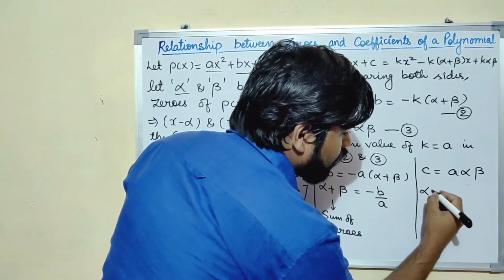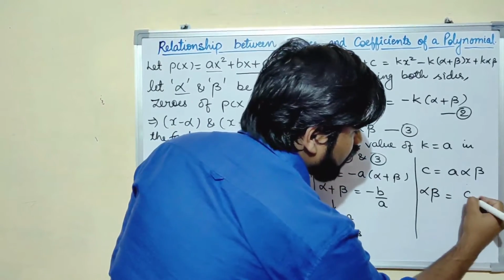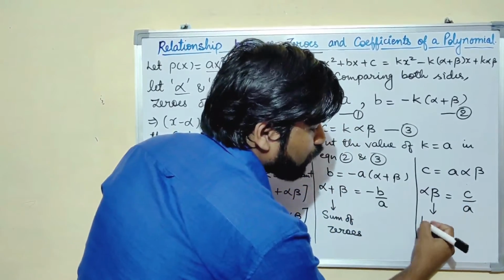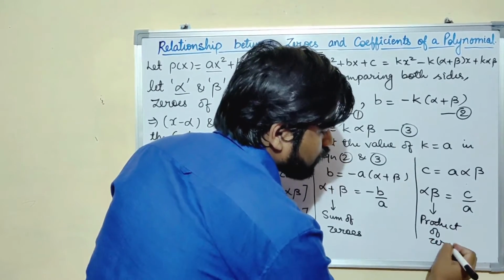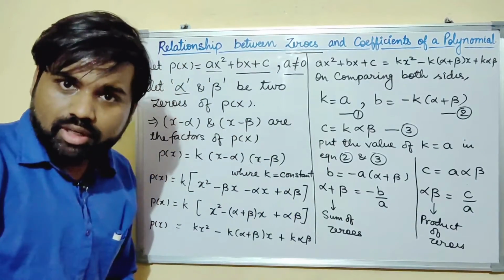Similarly, let us try to find the value of alpha beta. You will get c upon a. This is the product of zeros. I hope you have understood this.